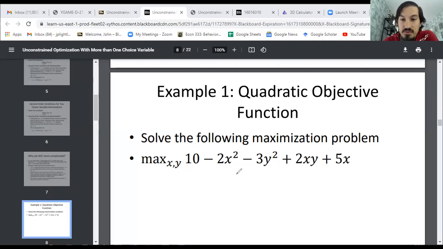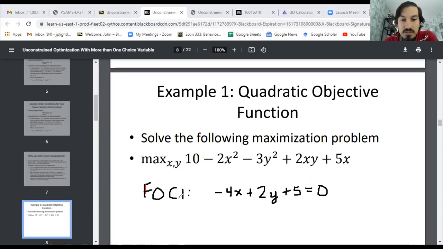Take the derivative of this with respect to x, right? That's going to be the first first order condition. FOC1 is going to be the derivative of this with respect to x, and you want to set that equal to 0. Oh man, I said I wasn't going to do it, but I'm doing it. Minus 4x plus 2y plus 5 equals 0. That's FOC1, isn't it?